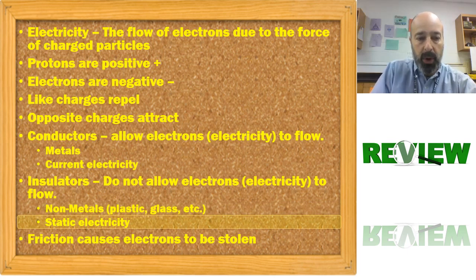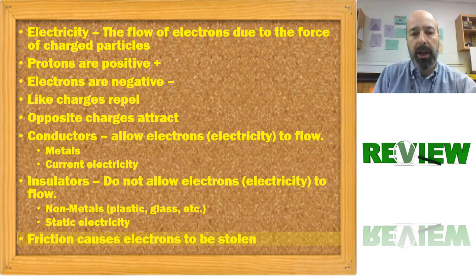They are involved in what we've been talking about this week, which is static electricity, and it is usually friction that causes electrons to be stolen from atoms. So think of rubbing a balloon on your head or rubbing your feet on the carpet. Friction is usually the culprit here that steals electrons and makes it so that one thing has more electrons and therefore is negatively charged, and the other thing has fewer electrons and therefore is positively charged.